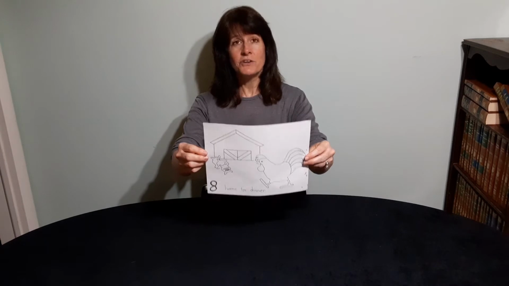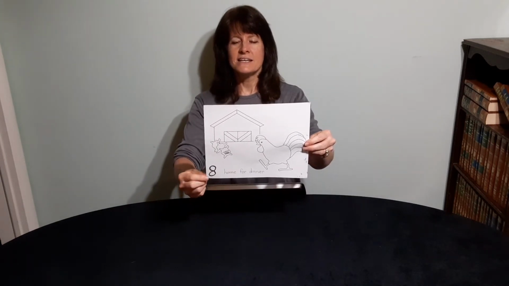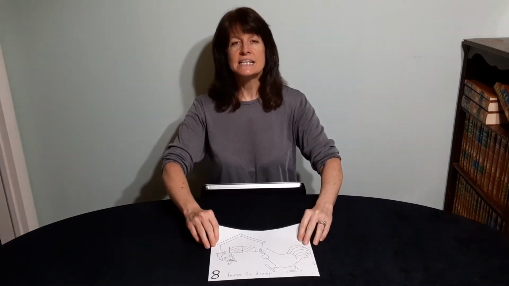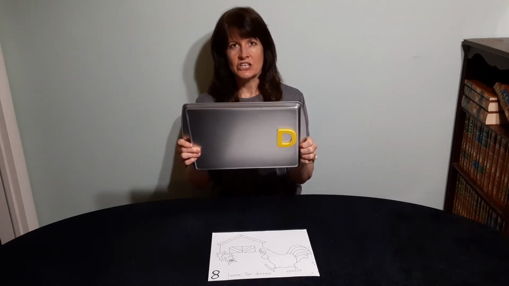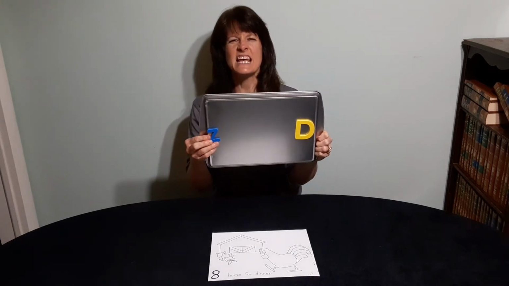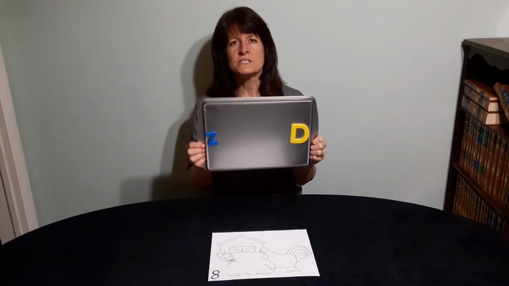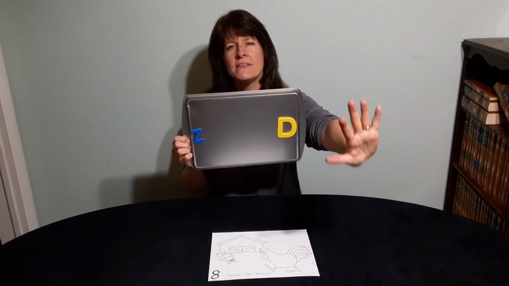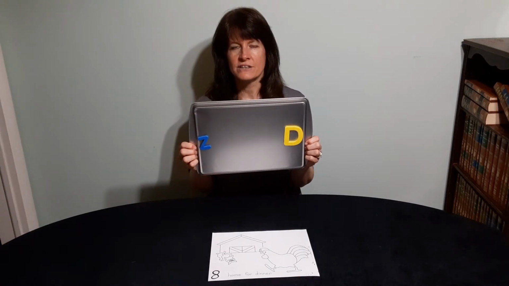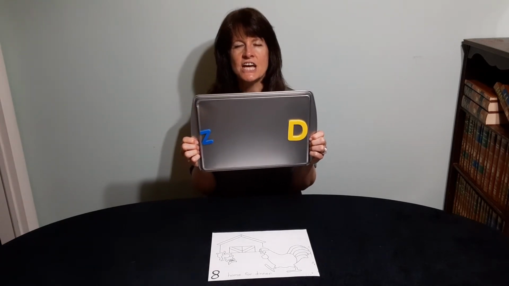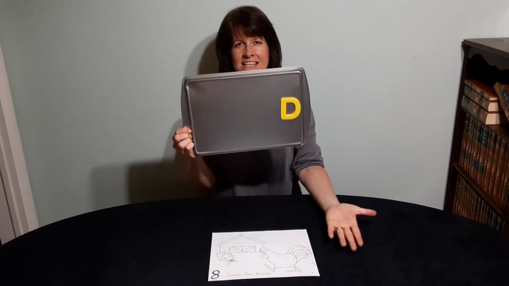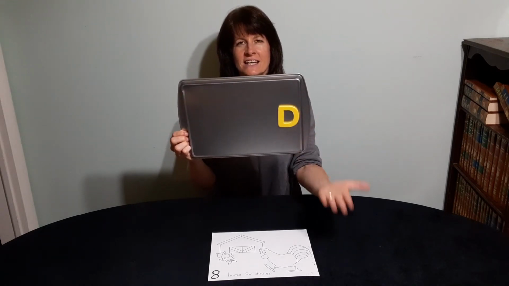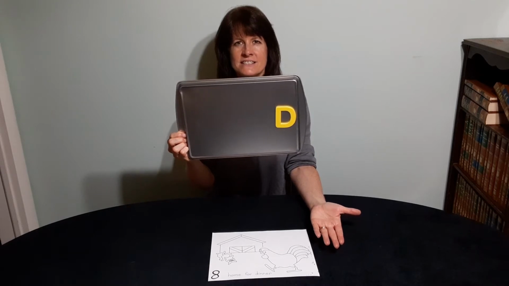Here's the last page of your own Rosie's Walk book. Page number 8. Said she went home for dinner. Dinner begins with the letter D. This is the letter Z. It goes z. I want you to touch which letter made the sound D for dinner. Touch the letter that says D, like dinner. Good. This is the letter D. This is the correct letter to touch. D says D, like dinner.